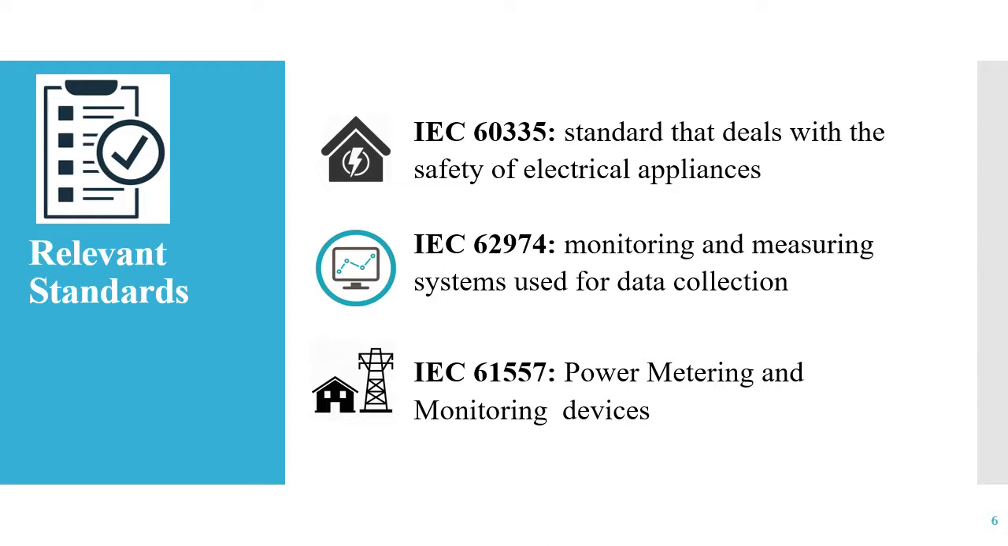The first standard deals with the voltage not being more than 250 for single-phase appliances and 480 for multiple appliances. The second standard is used for energy measured in loads or power metering and monitoring data, usually used for energy efficiency purposes. The last one specifies the requirements for power metering and monitoring devices, which measure and monitor the electrical quantities.